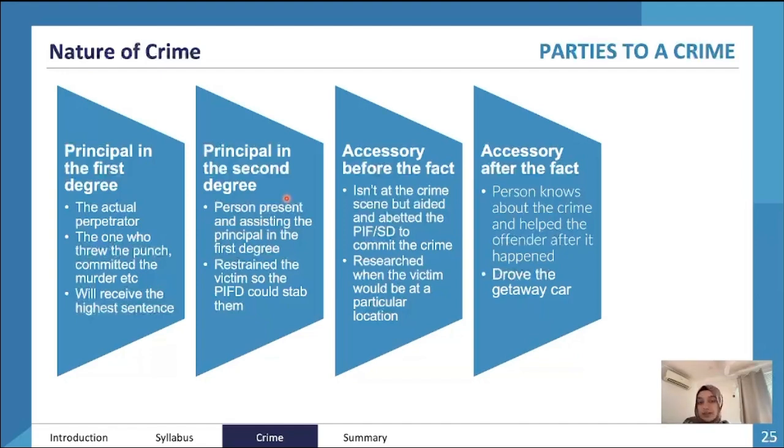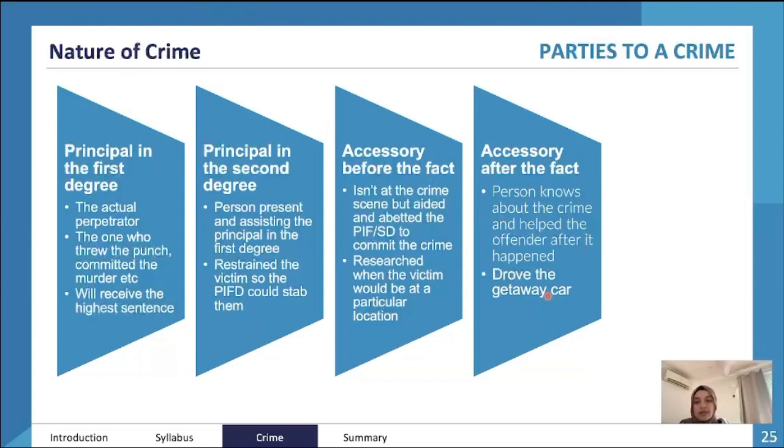Accessory before the fact isn't at the crime scene, but aided and abetted the principal in the first or second degree to commit the crime. So this is before the fact. For example, they researched when the victim would be in a particular location, so that the first two can go and commit the crime.